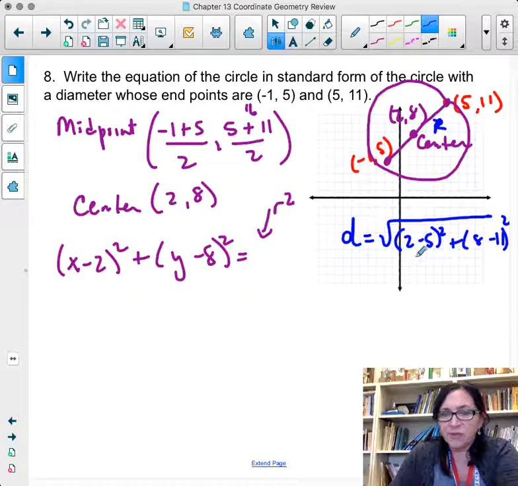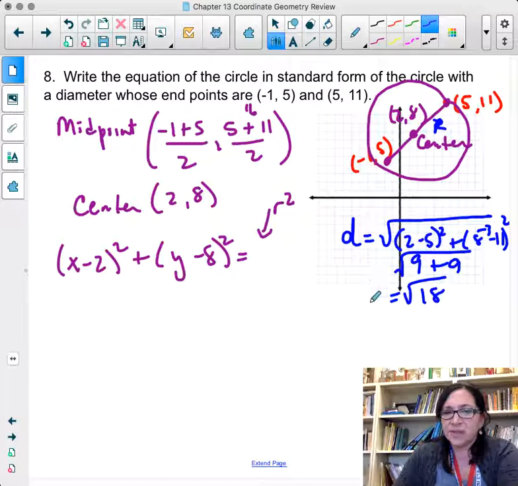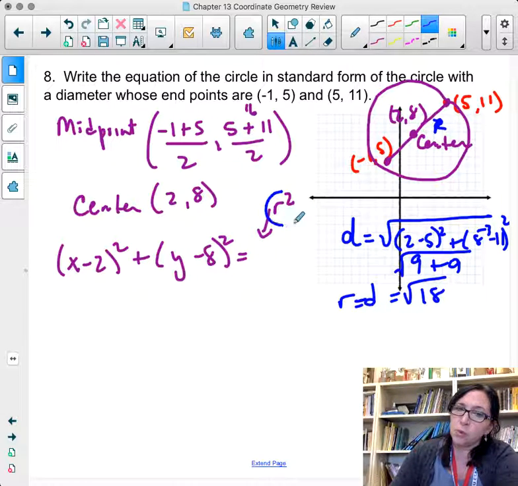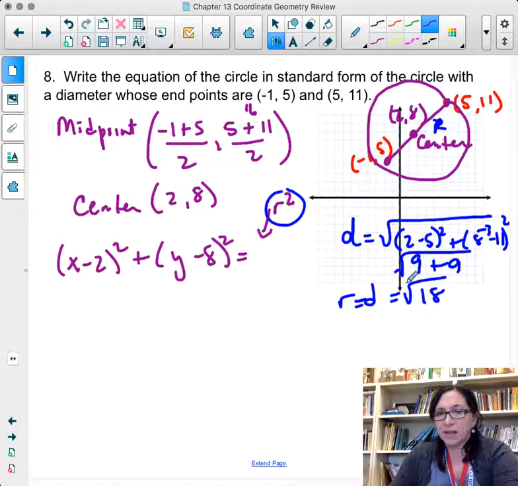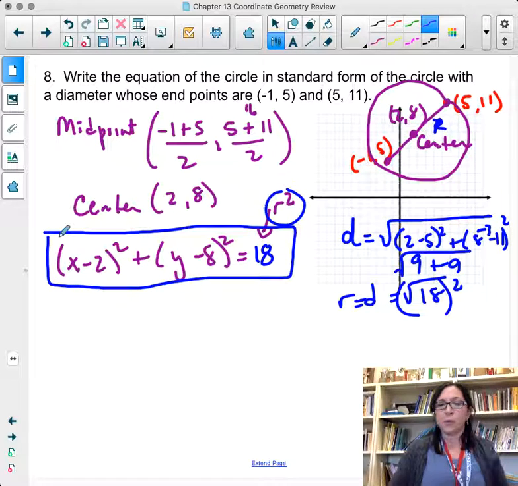So 2 minus 5 is -3. -3 squared is 9 plus 8 minus 11 is -3. -3 squared is 9. 9 plus 9, square root of 18. Keep in mind, this is my distance, which in this case is my radius. But I don't want my radius. I want my radius squared. So I'm going to take this value and square it, and I'm going to get 18. And so that's the equation of my circle in standard form.